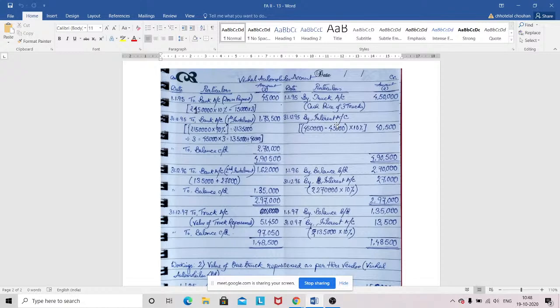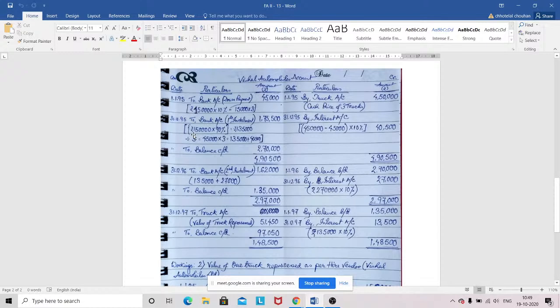So we have already calculated the interest. Now the next thing is that you have to pay the installment, that is the first installment. So again on 31/12/1995 it will be to bank account, first installment. Now where from are you getting that particular amount? Just look at that.